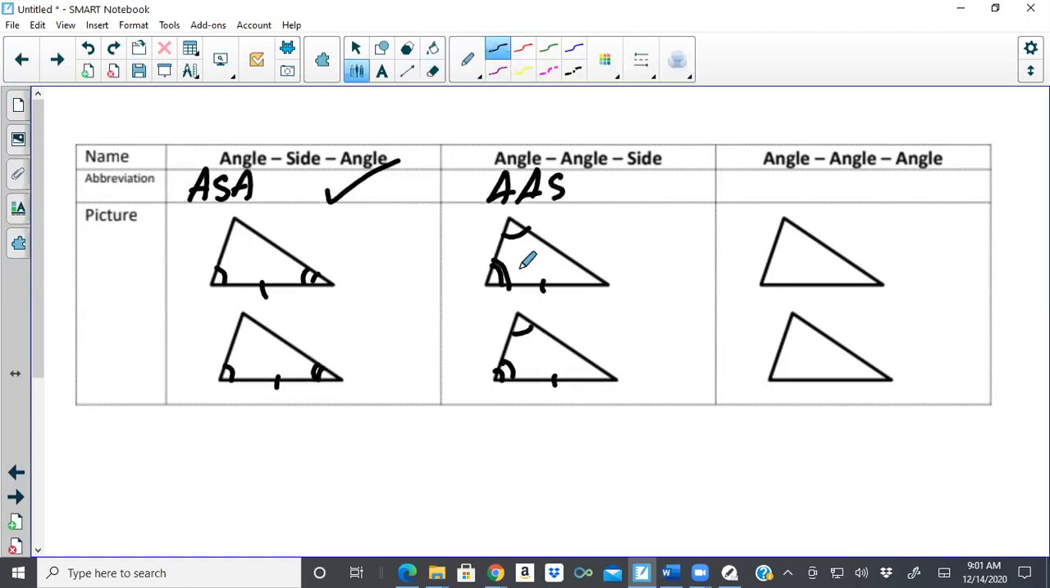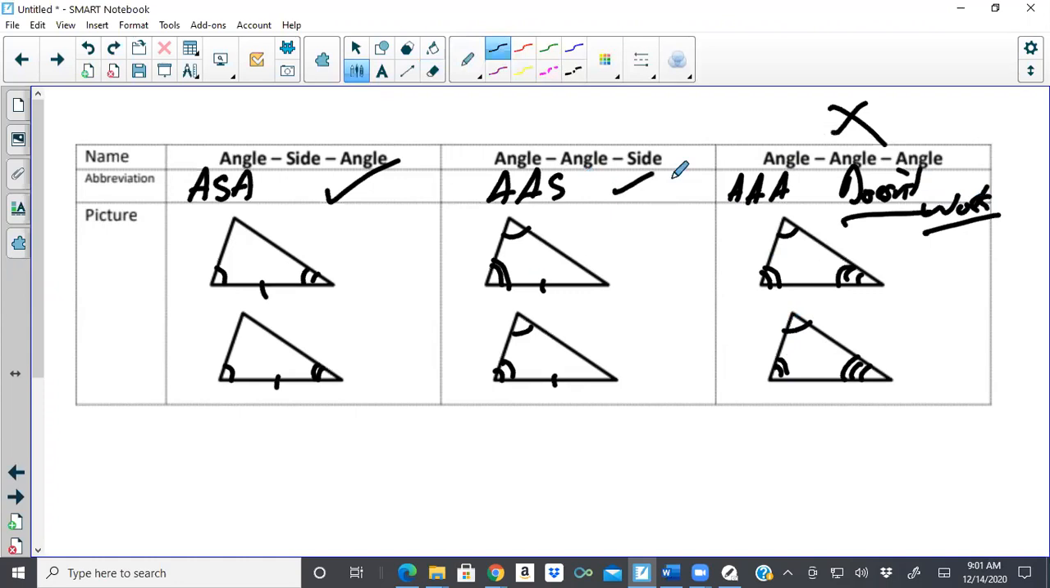So we have AAS. All right, and then the very last one is angle, angle, angle. We would call this AAA. This is when all of the angles are congruent to each other. And this one also doesn't work. We can't use this one. We can use all of the other ones except for side, side, angle and angle, angle, angle.